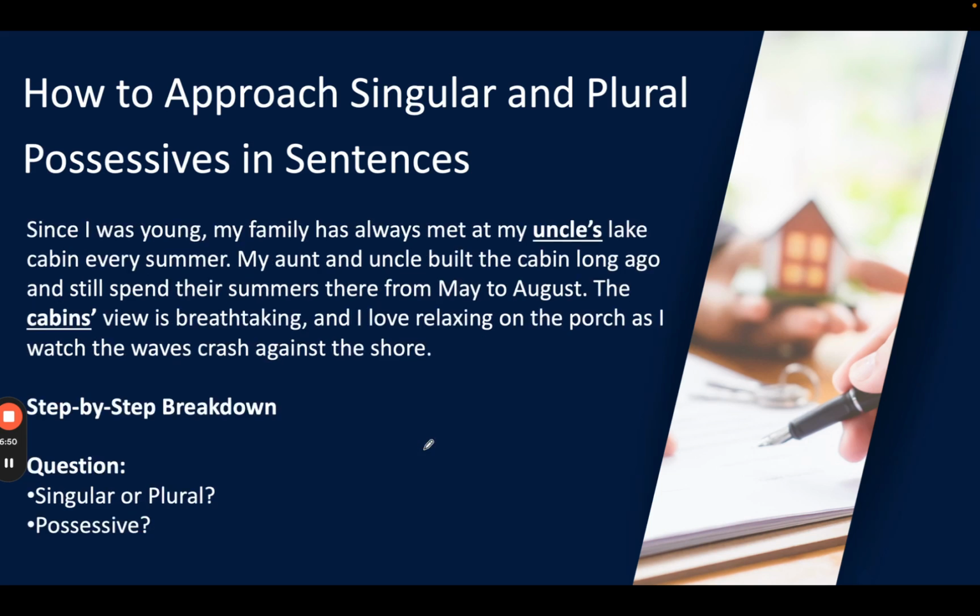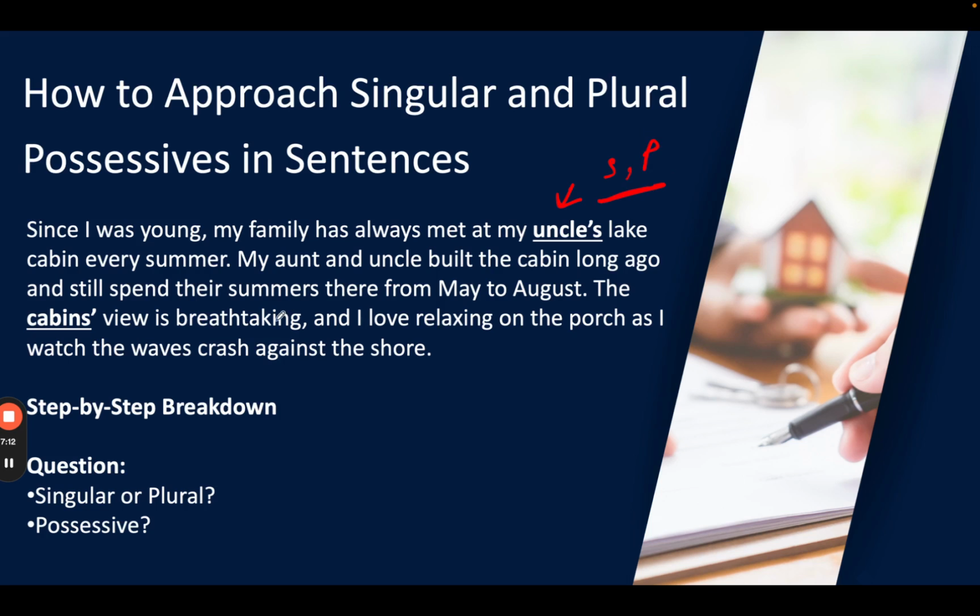With this understanding, let's take up a question now. Since I was young, my family has always met at my uncle's lake cabin every summer. I just want to understand, first of all, whether we are talking about a singular uncle or a plural uncle. Are there more uncles, or are we talking about only one uncle? This is the first thing that I want to understand.